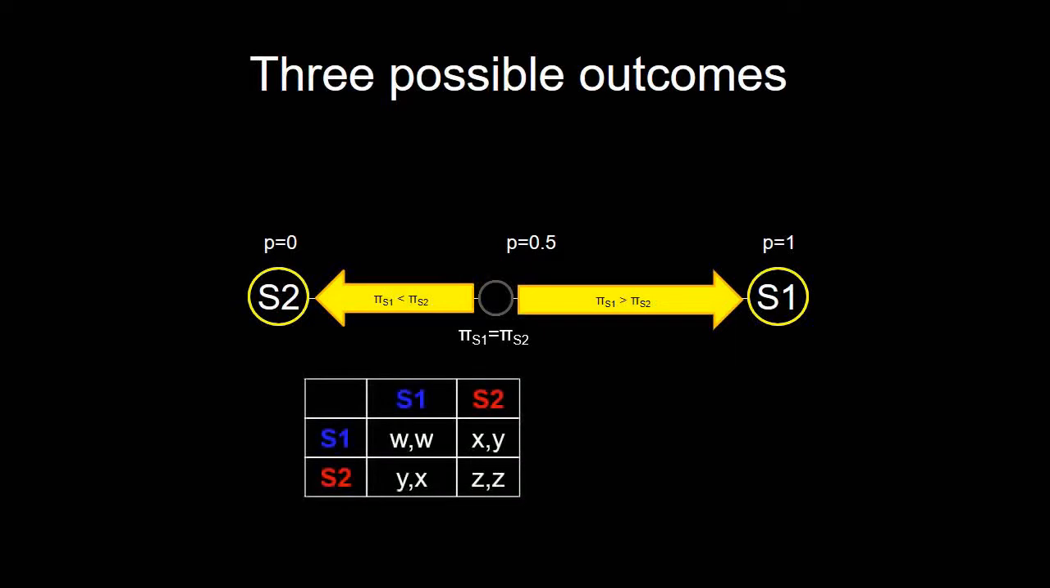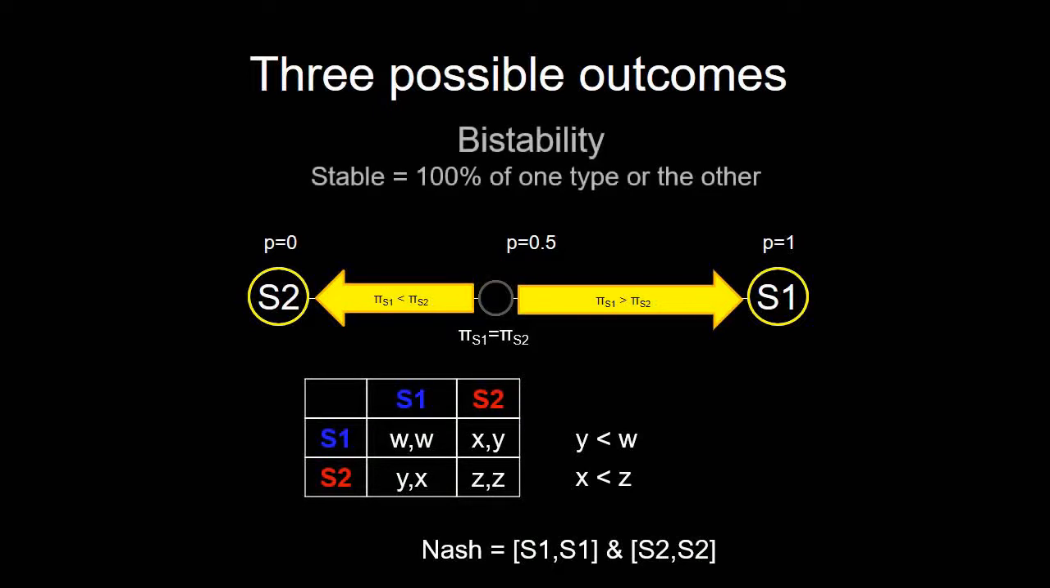And so if we think about what this means in terms of the payoff matrix, well, when strategy 1 is common, strategy 1 is doing better than strategy 2, so W should be greater than Y. And when you know the other person is playing strategy 2, strategy 2 does better, which means that Z should be greater than X. And so that means that both S1, S1 and S2, S2 are equilibria. And so this we call bistability. That's because there are two different stable outcomes. It can be 100% of one or 100% of the other. Either way, it's going to be stable.